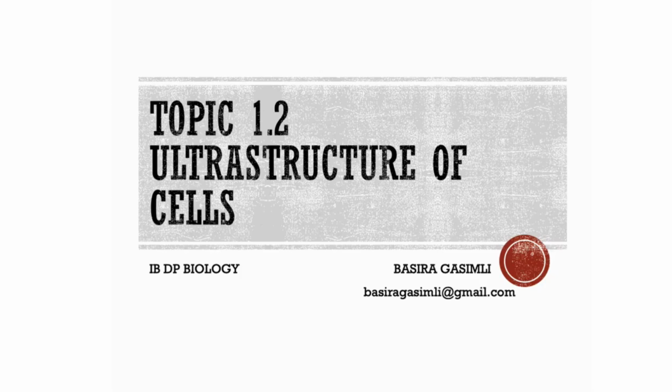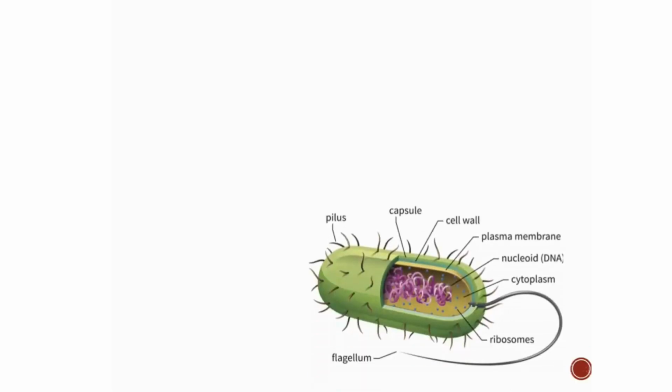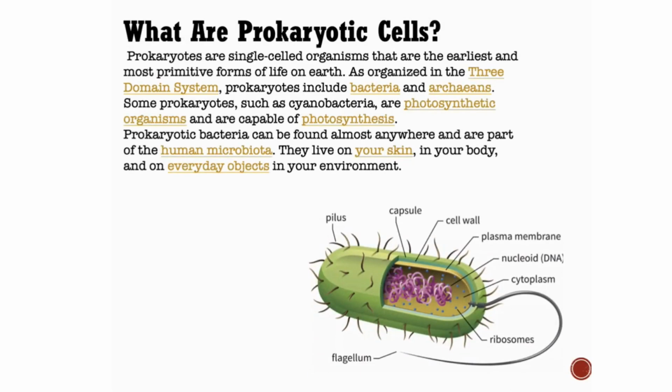Today our topic is going to be about ultrastructure of cells. Today we're going to discuss the prokaryotic and eukaryotic cells as well as electron microscope and how we see the organelles of prokaryotic and eukaryotic cells under the microscope. Can we identify them or not? So let's get started. First of all, we'll start with the prokaryotic cells.